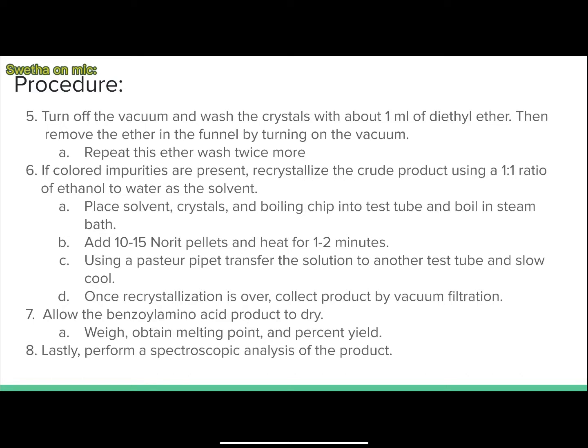Place the solvent, crystals, and a boiling chip into a test tube and boil this in a steam bath. Add about 10 to 15 Norit pellets and heat for 1 to 2 minutes. Using a Pasteur pipette, transfer the solution to another test tube and slowly cool. Once recrystallization is over, collect the product by vacuum filtration. Allow the benzoylamino acid product to dry, preferably overnight. Weigh and obtain a melting point, and also calculate the percent yield of your product. Lastly, perform a spectroscopic analysis of the product.